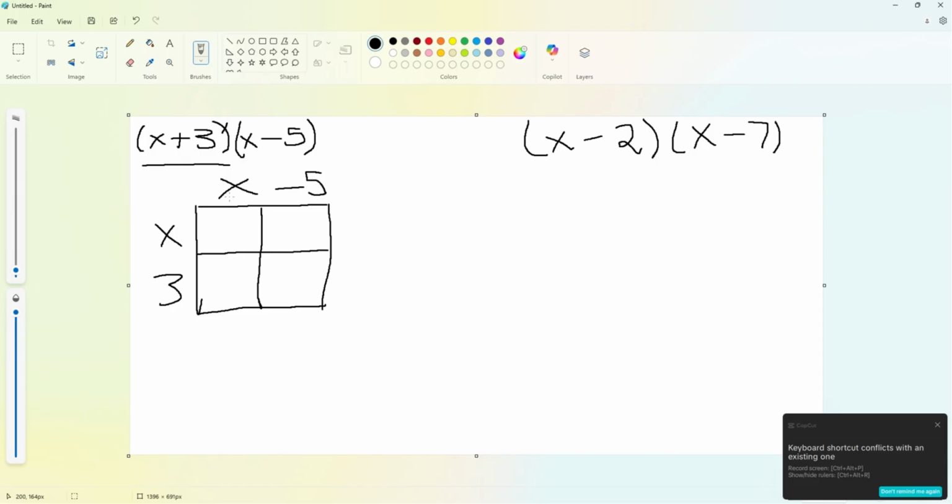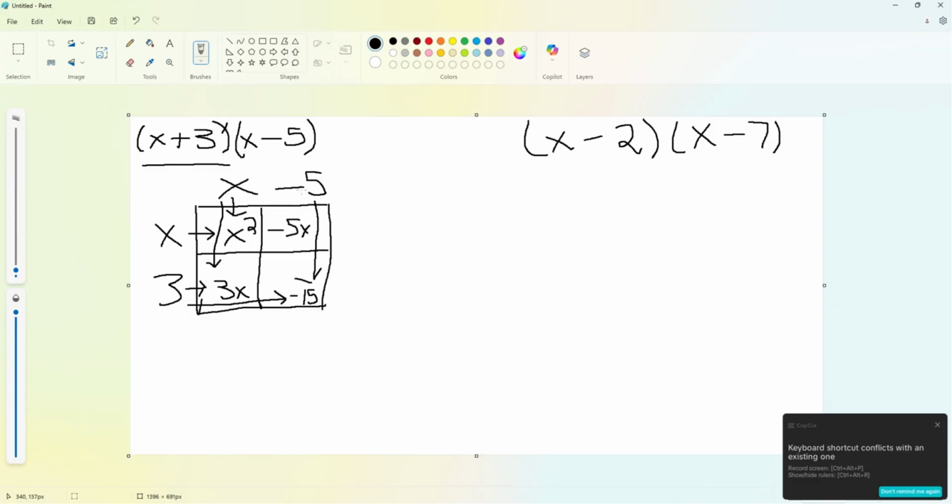Alright, so to find our first value in the box, we're going to multiply x and x, basically where they meet in a straight line. X squared. Likewise, we'll do x times 3, which will get us 3x. Now continuing with that forward, we'll have 3 times negative 5, which is negative 15. And then we'll have x times negative 5, which is negative 5x.